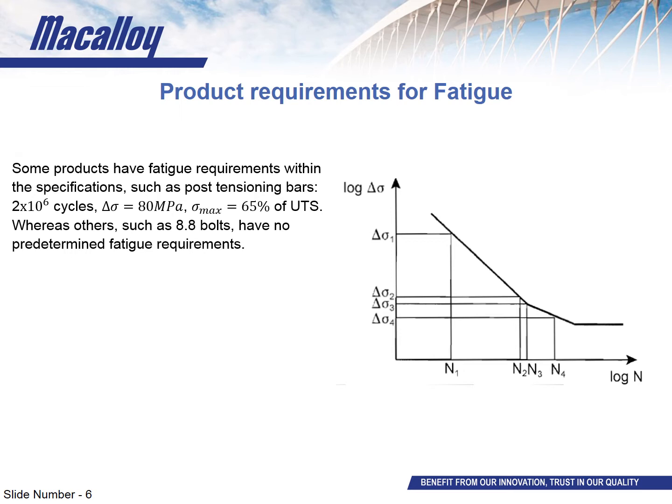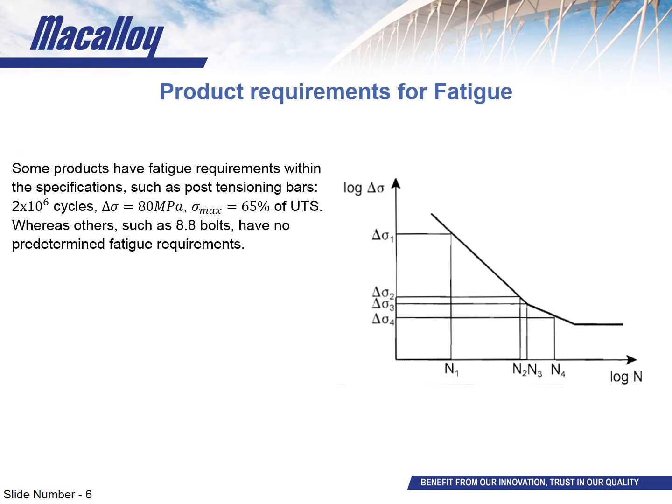The requirements for a post-tensioning bar in fatigue are on screen now. So it needs to withstand 2 million cycles with a stress range of 80 megapascals and a peak stress of 65% of its ultimate tensile strength. The stress range is the difference in stress experienced by the material as the load increases and decreases in its fatigue cycle, and the peak stress is the maximum stress experienced within these fatigue cycles. Any PT bar designed to be in accordance with the EAD must be able to withstand a test with these parameters, as is the case with other products and their relevant standards.